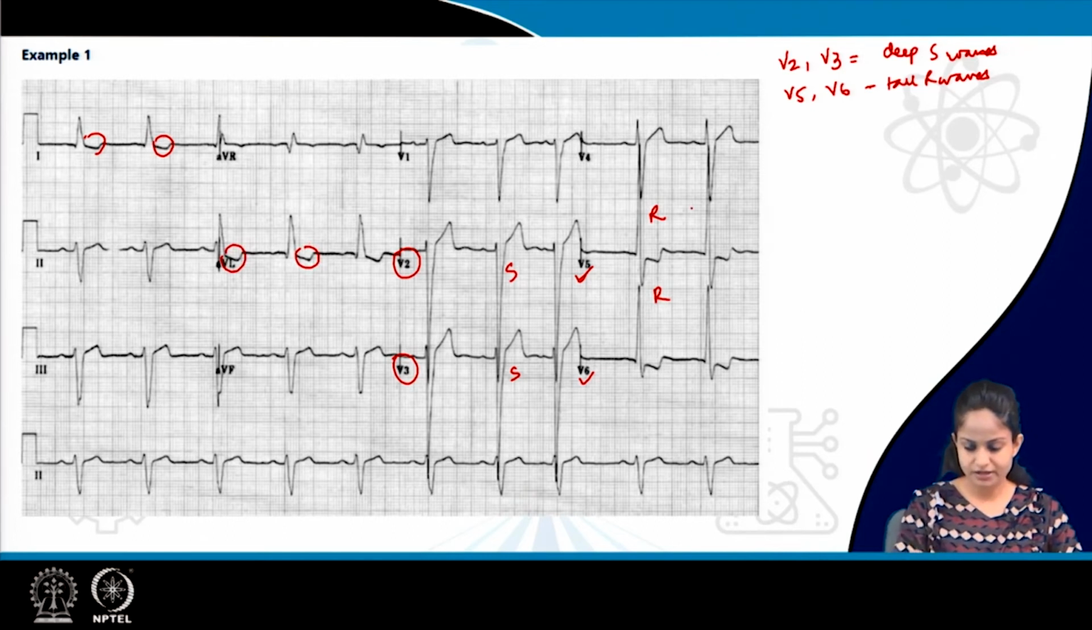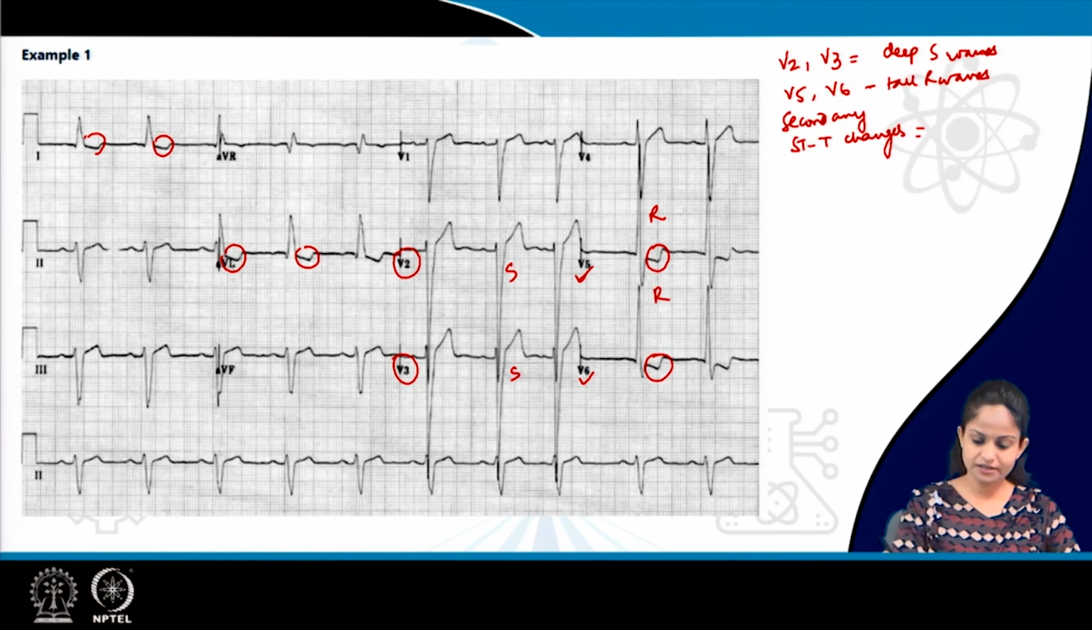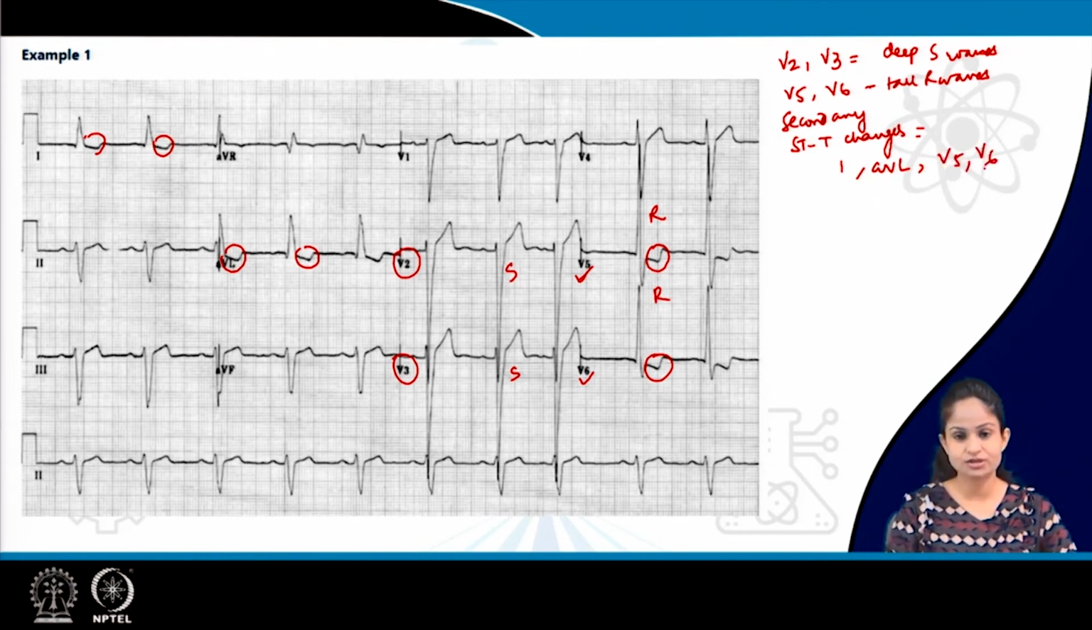In case of V5 and V6 also we can see the secondary ST changes. So, secondary ST changes we see in lead 1, AVL, and in V5, V6. Now, if we come to the axis, the very easy approach is the quadrant approach.